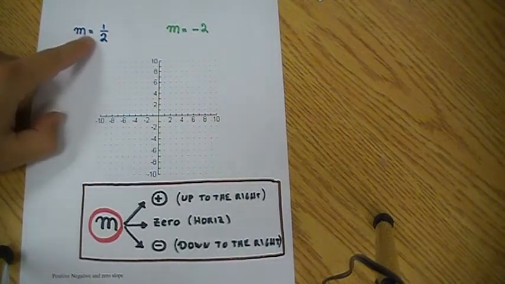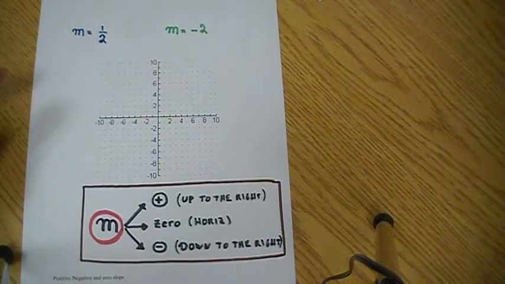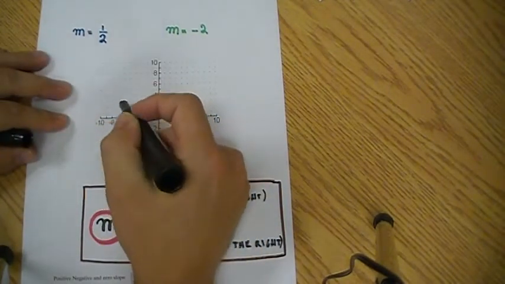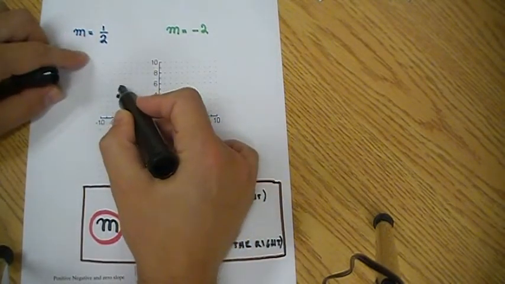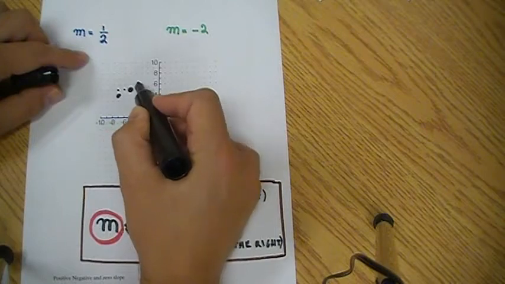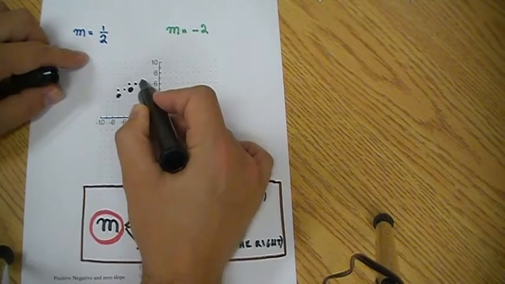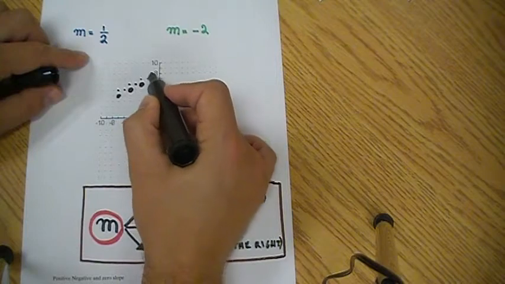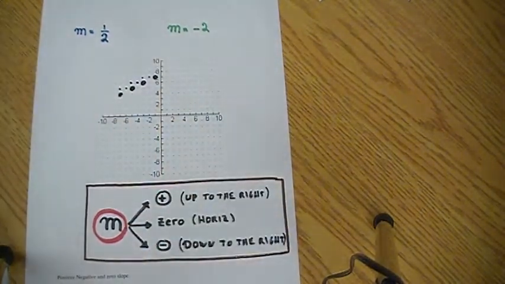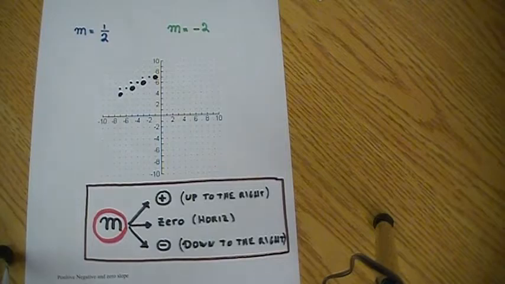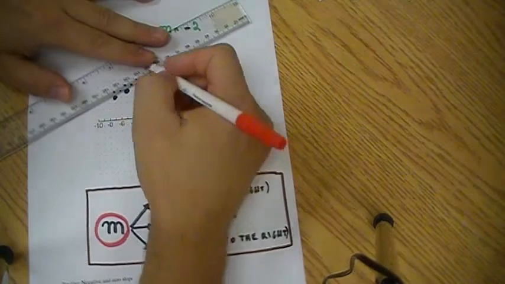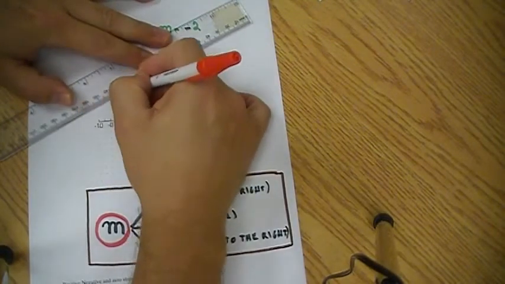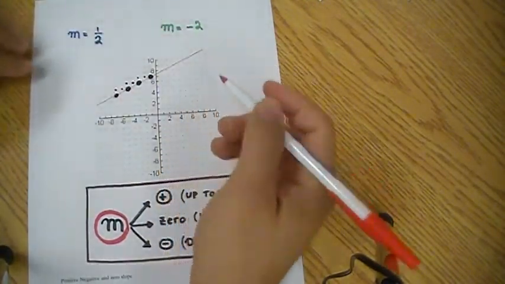So a slope of 1/2 just means that we're going to go up 1. I'll start anywhere. I start right here. If I go up 1 and over 2, there's my point. Up 1 and over 2, there's my next point. Up 1 and over 2, there's my next point. Then we can use a ruler to put this together. So it would be something like this. Once I have enough points, I can follow the pattern and draw the straight line.